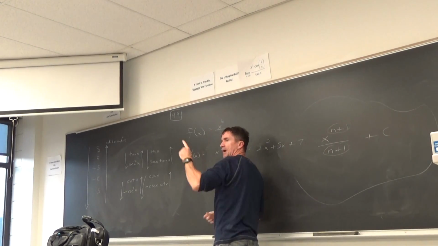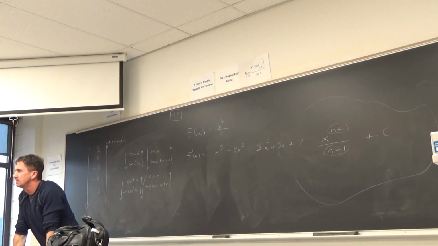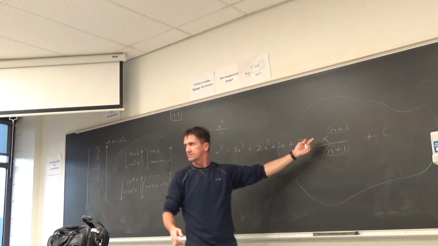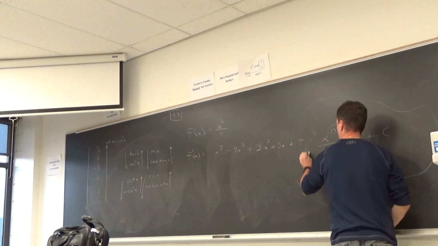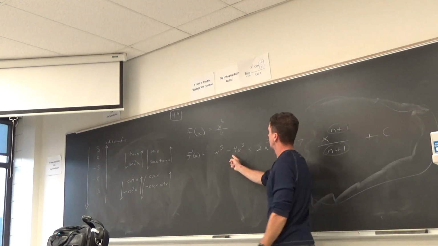Look, he pumps the power up by 1, and then he just divides by that number. That's what this rule means, right here. Pump up that power by 1, then divide by it. Alright, then there's a minus.